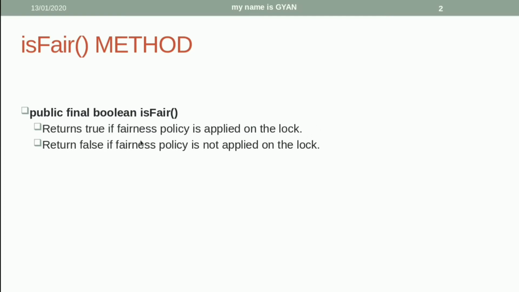We already have seen the fairness policy. If you create a ReentrantLock object with true as its argument, that means you are applying the fairness policy. Such ReentrantLock object gives chance to that thread which is waiting for the lock for the longest time. And the isFair method returns false if fairness policy is not applied on the lock.